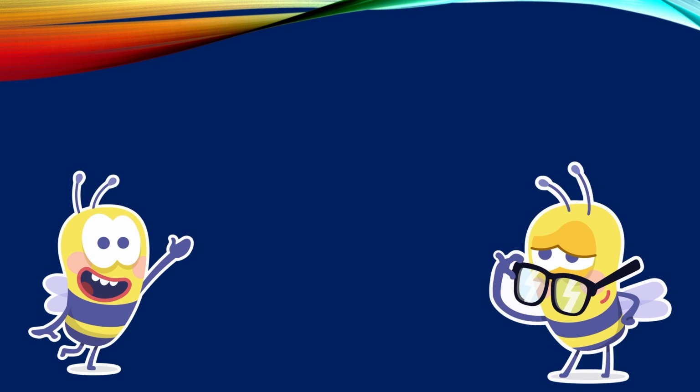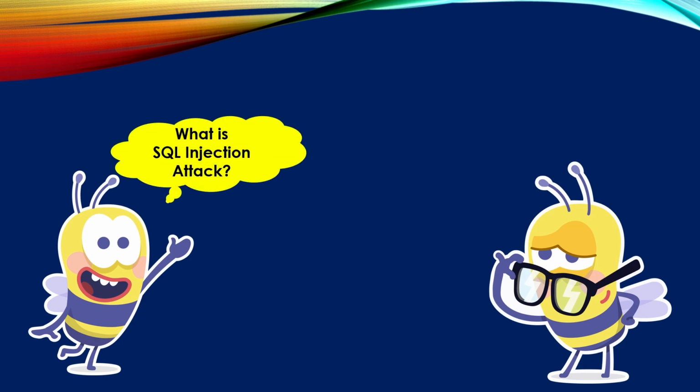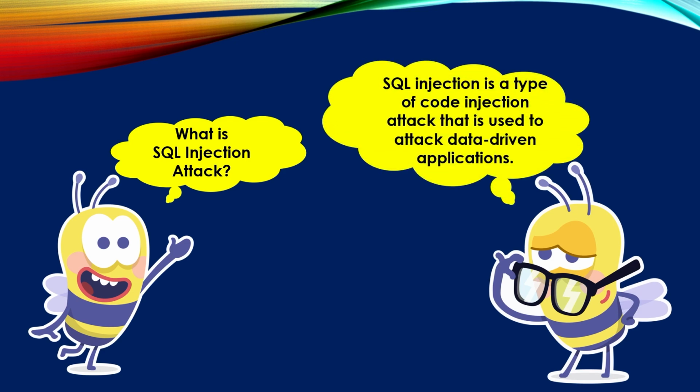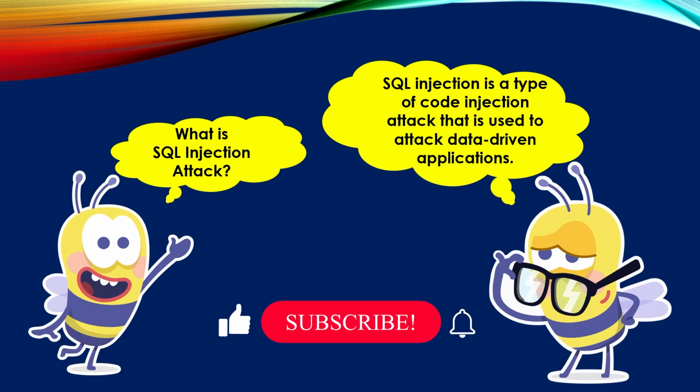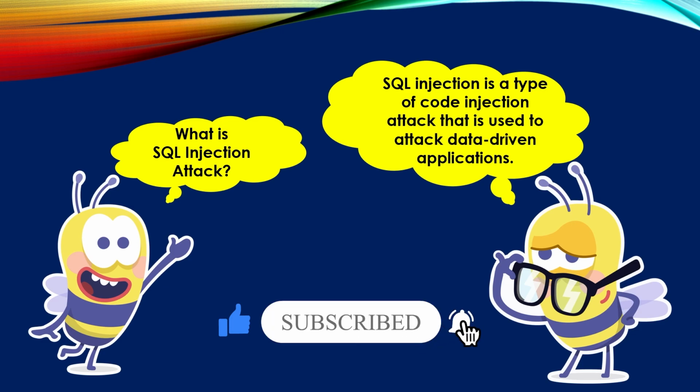So here we have Ini and Mini, and Ini asks the same question like you, what is this SQL injection attack? Mini says SQL injection is a type of code injection attack that is used to attack data driven applications. And when I say data driven application, Pakistan is also currently a data driven application. It can be Amazon, it can be Flipkart, or any other website. Most of these websites which contain your data are data driven applications.